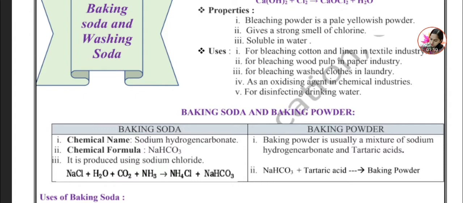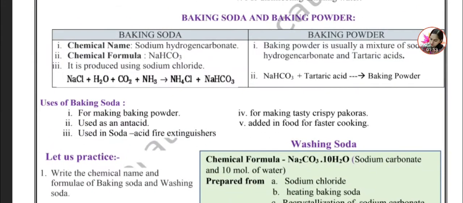The second one is our baking soda and baking powder. Mostly students are confused about what is baking soda and what is baking powder. So today we will clear all doubts here. Firstly, you can see baking soda. Baking soda is sodium hydrogen carbonate, that is NaHCO3, and it is produced using sodium chloride, that is common salt. You can see the reaction: sodium chloride plus water plus carbon dioxide plus ammonia. When an aqueous solution of sodium chloride reacts with carbon dioxide and ammonia, it gives NaHCO3, that is baking soda.